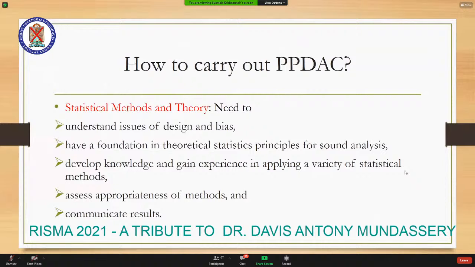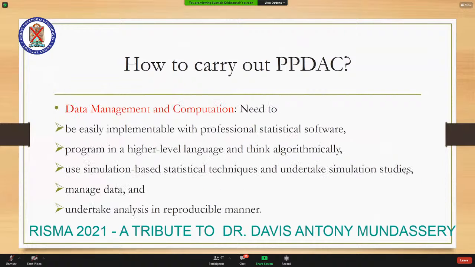investigation. So the next one is for data management and computation process. There we need to be easily implementable with professional statistical software, if possible, and program. We also need to program in a higher level language and think algorithmically. We also need to use simulation-based statistical techniques and undertake simulation studies. We also need to manage the data and undertake analysis in a reproducible manner. So these are the points that we need to keep in mind when we do the data management and computation.